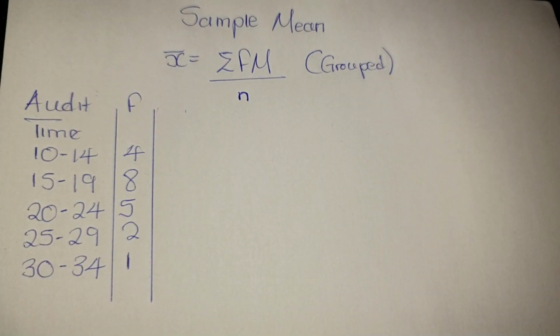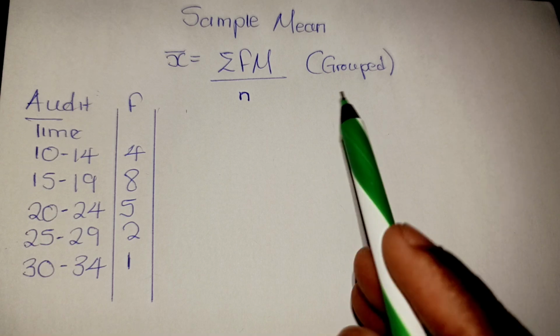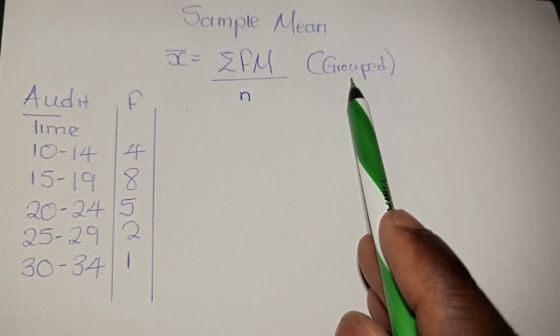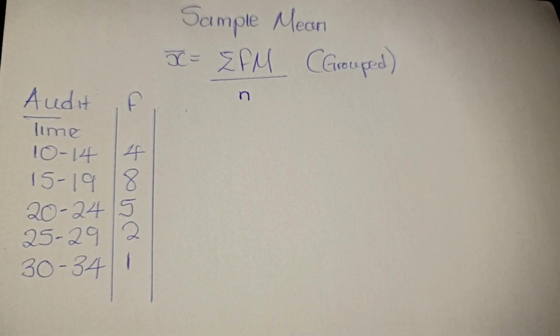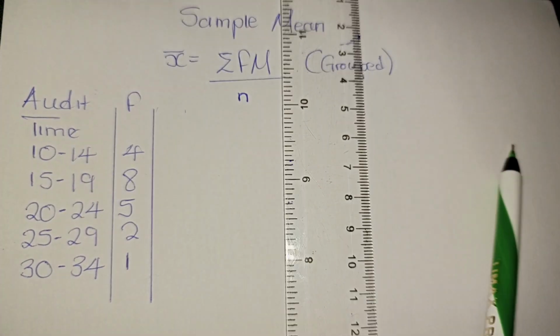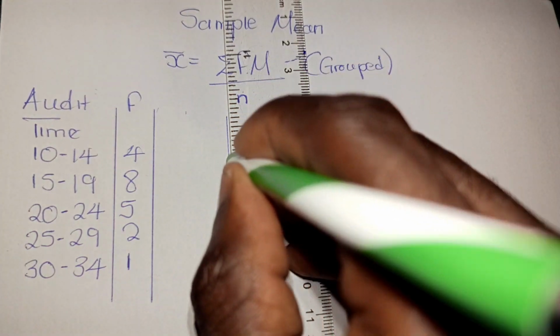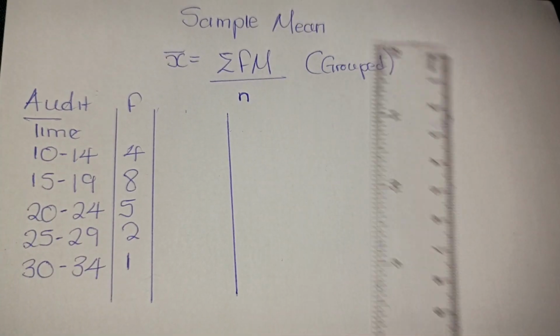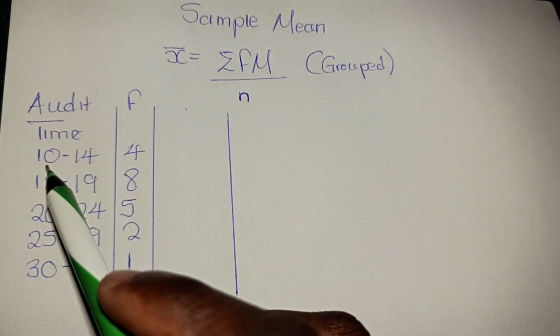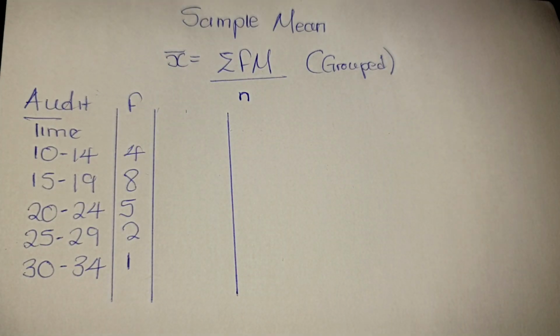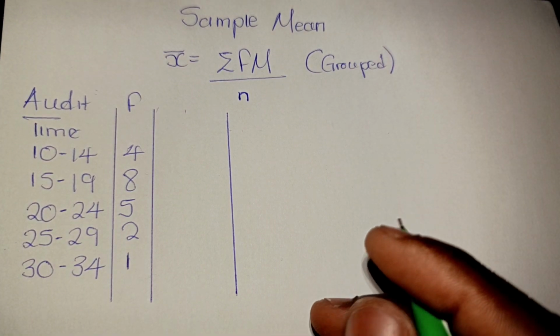Now that we know this M, since we are dealing with grouped data, we need to have what is referred to as the midpoints column so that we can find it together. To find this midpoint, you add 10 plus 14, you get 24, and you divide 24 by 2, you get 12.